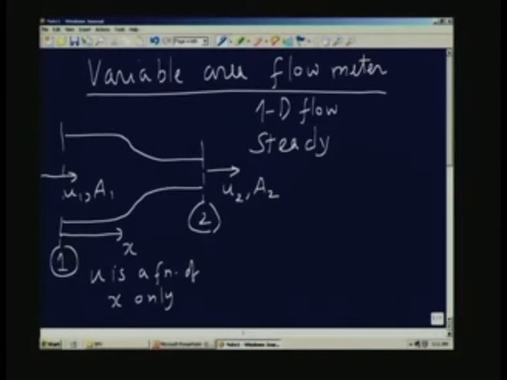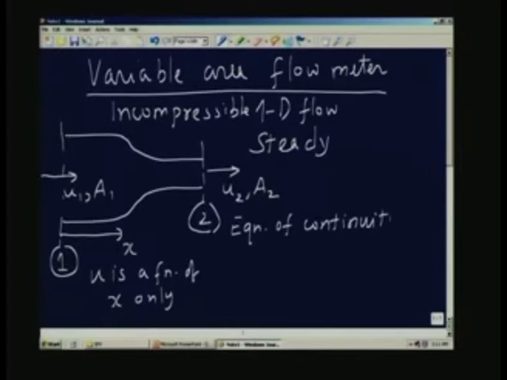So, the equations which govern the flow of a fluid through a variable area duct or variable area cross section device like this are the equation of continuity. And to start with, let us assume that the flow is incompressible. That means that the density is constant, and therefore, the equation of continuity or mass conservation equation requires that the volume also be conserved.